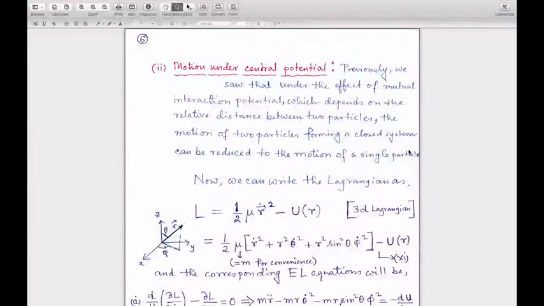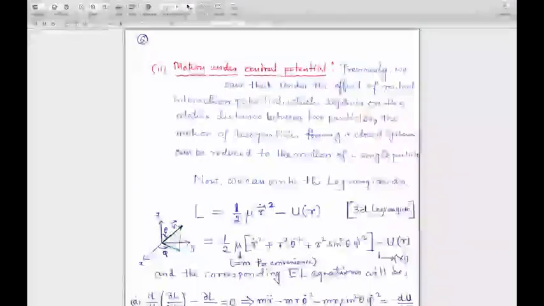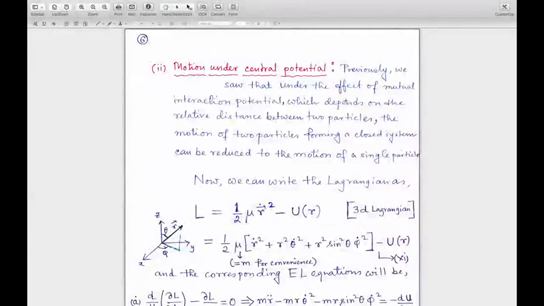Hello and welcome to lecture number 14 of Physics 401A. In this lecture, we discuss the motion of a particle under central potential. This has come as a consequence of the reduction of a two-particle system moving under mutual interaction, under the effect of a potential which only depends upon their relative distance.